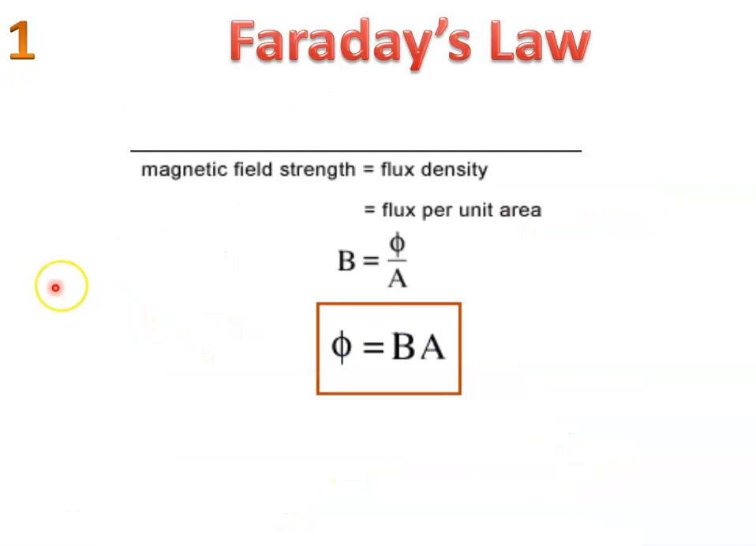When we are making a discussion not in terms of vector quantities, but always in terms of scalar, then magnetic field strength is flux density, and flux per unit area we define as flux density. So B, a scalar quantity I am talking about, B is equal to phi upon A, where B is the flux density and A is area. Both quantities are scalar, phi is the flux. So phi we can write as B into A.